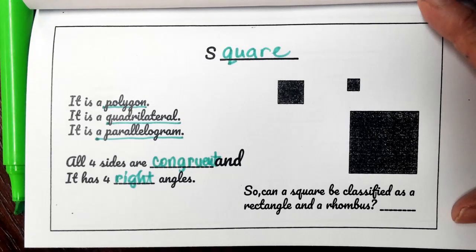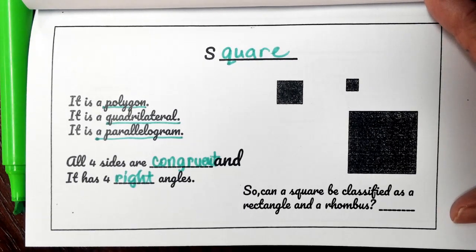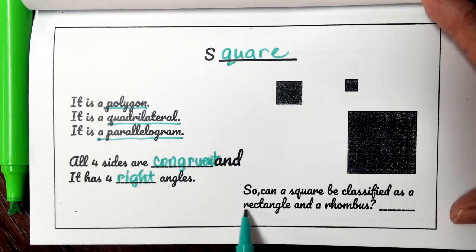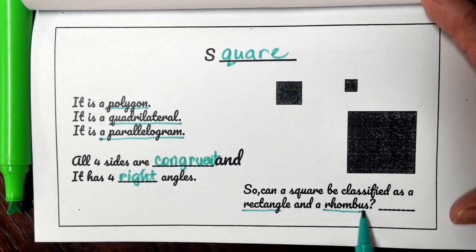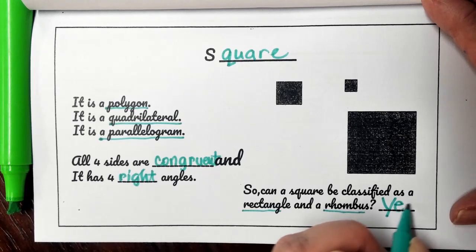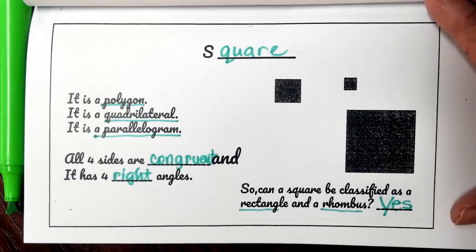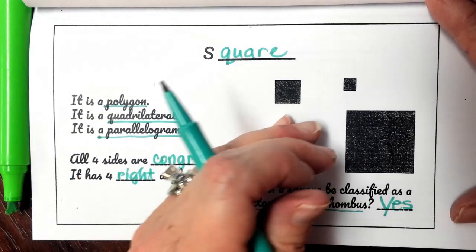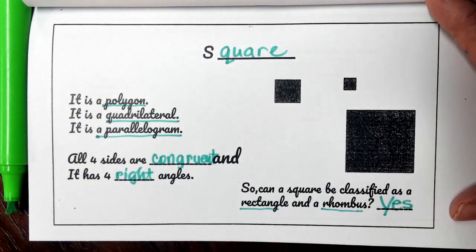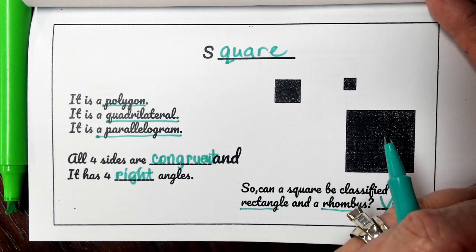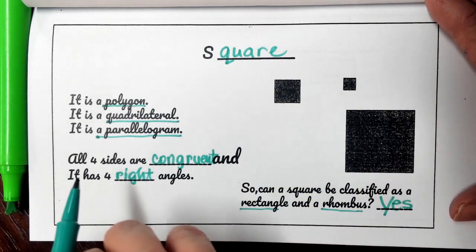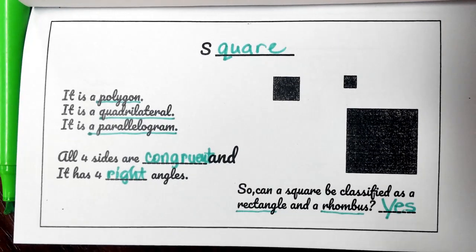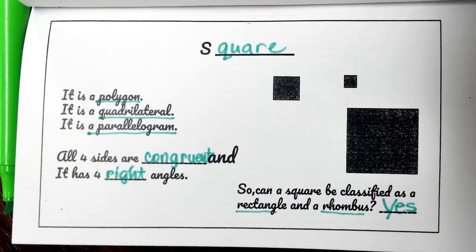And so if we think about the attributes of a square, we can say a square can be classified as a rectangle and a rhombus, and this is true. If we are looking at a square, we can always go back and say, well, the square has 4 equal sides, so we can call it a rhombus. We can also look at it and say, well, a square has 4 right angles, so we can call it a rectangle. All right. Make sure you have those notes in your book.